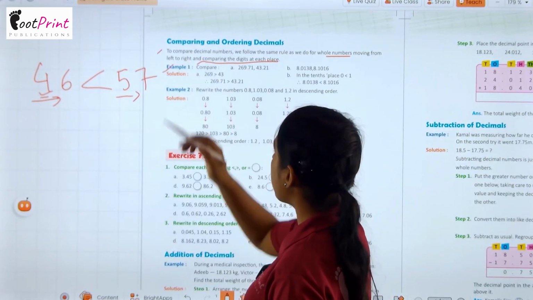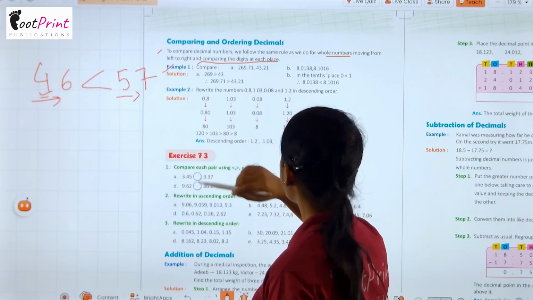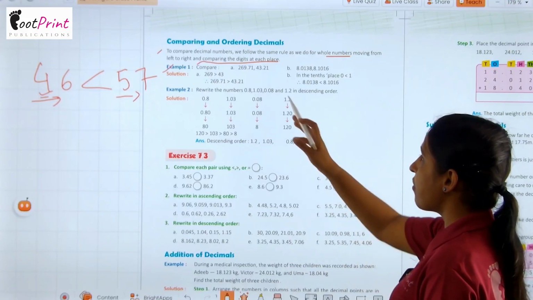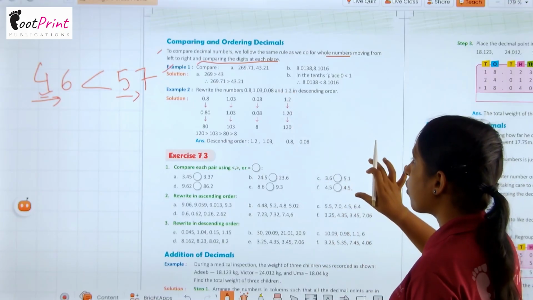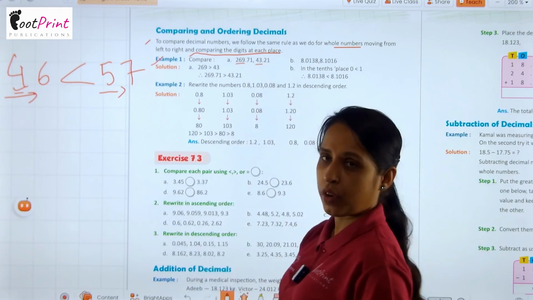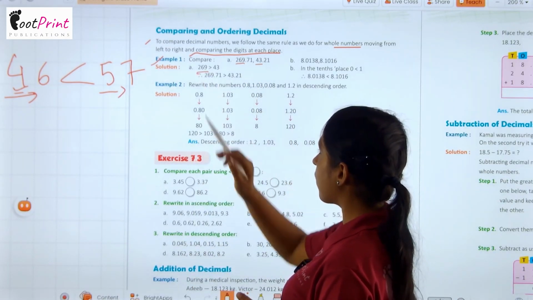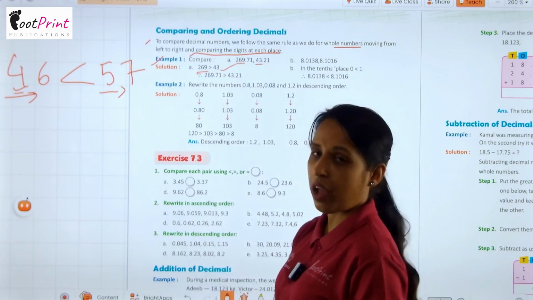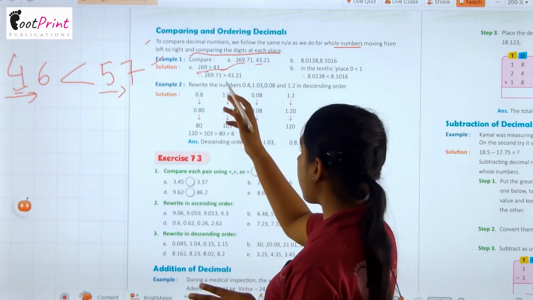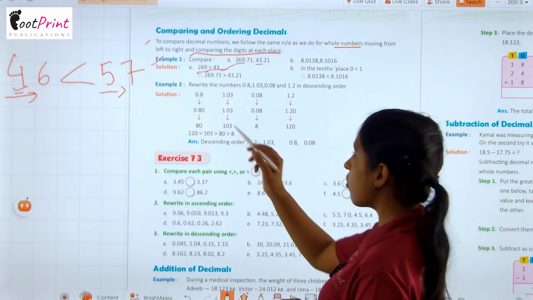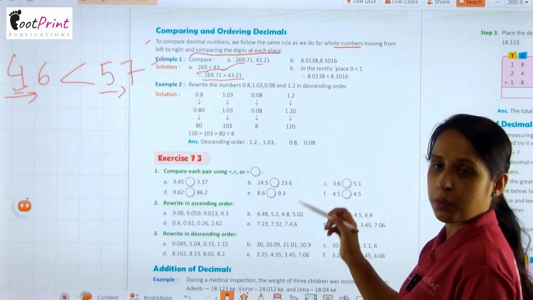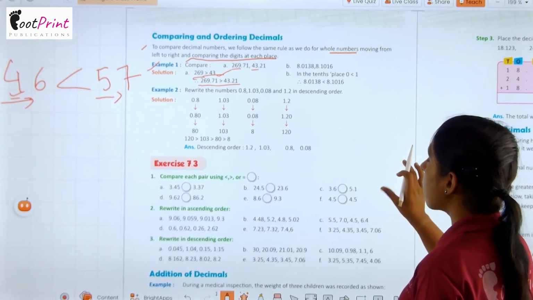Here, example number 1, compare 269.71 and 43.21. So now we have to compare it. How will we compare? First we check the whole number. Okay, so here the whole number is 269 and in this we have 43. So by observing it we can say that 269 is greater than 43. It means 269.71 is greater than 43.21.